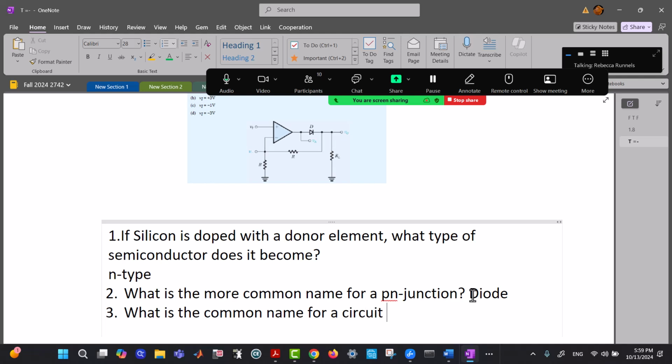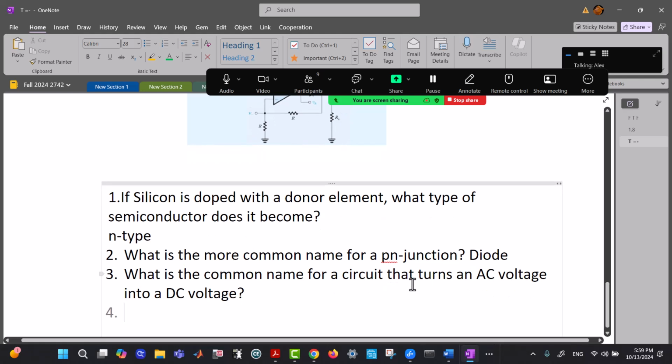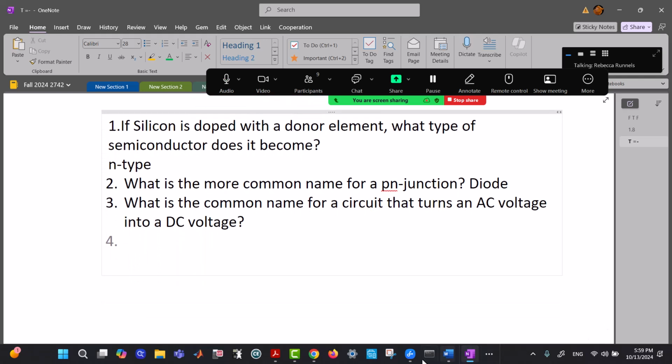What is the common name for a circuit that turns an AC voltage into a DC voltage? A rectifier. That would be a rectifier. And then the last one, I had said that earlier I had listed the colors of some LEDs and what voltages you needed for them. Let me find that.